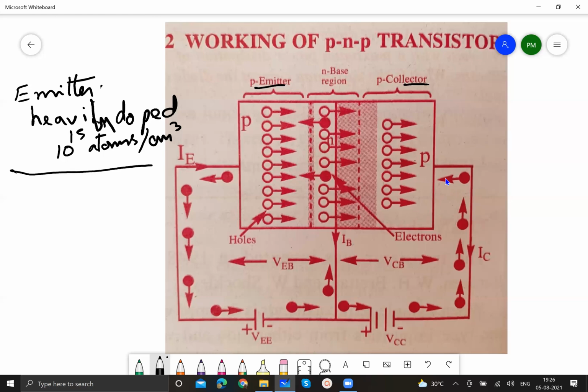Next, base. The base is a platform intended for providing the diffusion path for these charge carriers from emitter to collector. Therefore, if the base is very thick, then recombinations of holes and electrons will occur.